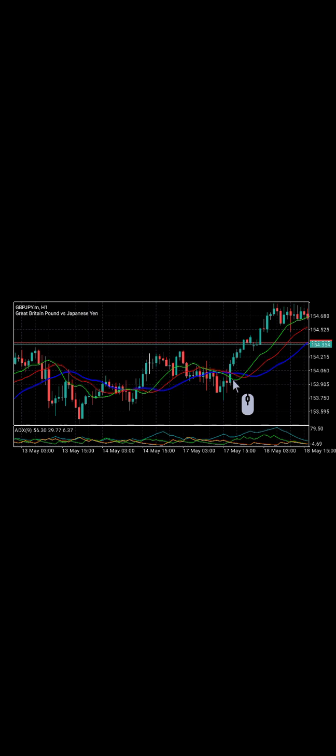So right here you see a very powerful uptrend. This is actually the point of confirmation, where you see the green line crossing the blue and the red. It is a confirmation that we are entering a strong uptrend. You can see the confirmation again right here, when the green line crossed the blue and the red line.